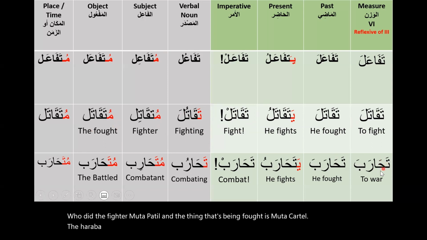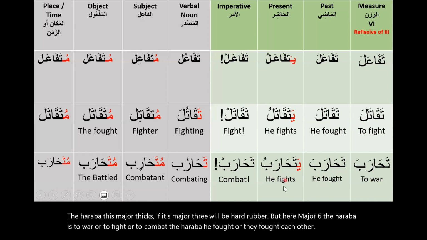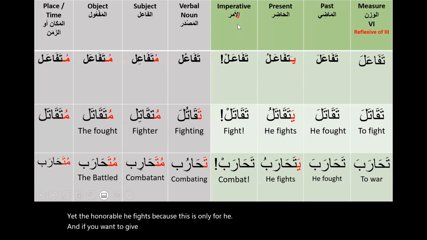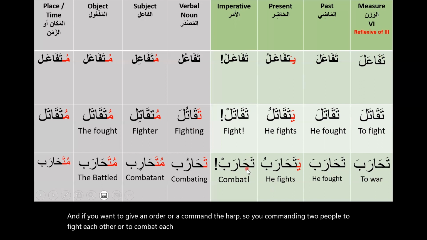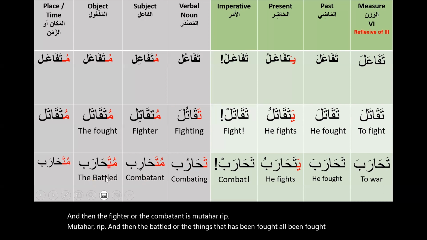تحارب, that's measure 6. If it's measure 3, it will be حارب, but here measure 6, تحارب, is to war or to fight or to combat. تحارب, he fought or they fought each other. يتحارب, he fights, because this is only for he. And if you want to give an order or a command, تحارب, so you are commanding two people to fight each other or to combat each other. And then the verbal noun is تحارب, combating or fighting. And then the fighter or the combatant is متحارب, and then the battle or the thing that's being fought over is متحارب.